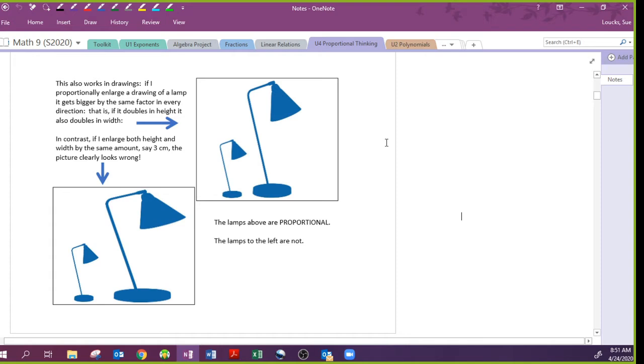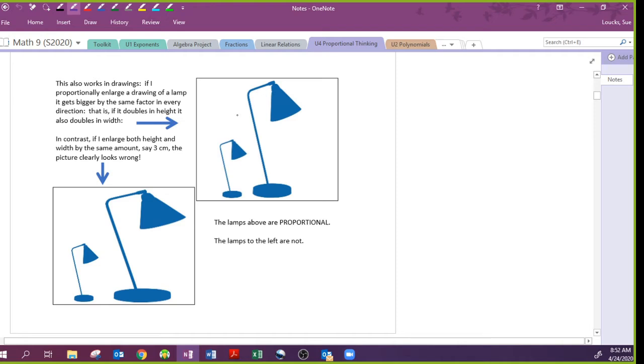So proportionally, the small lamp here is my original lamp. So if I'm looking at this drawing here on the right, when I enlarge it proportionally and I double it, the base is twice as big in the one on the left, and it's twice as tall. So it's grown by the same amount percentage-wise in both dimensions, both directions, and they look the same. One looks smaller, one looks bigger, but they look like the same lamp.